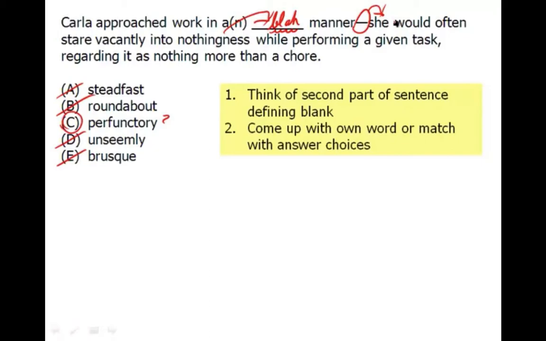So again, the key here was noticing the hyphen, noticing that we're dealing with an elaboration sentence. In this case, there's no shift. We're simply defining the word perfunctory using this example of this woman here at work.